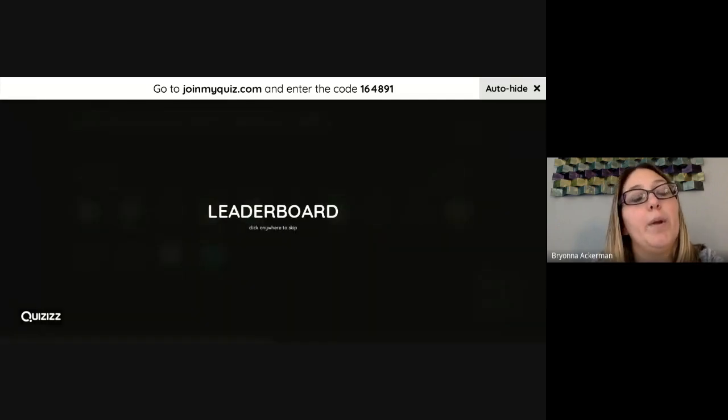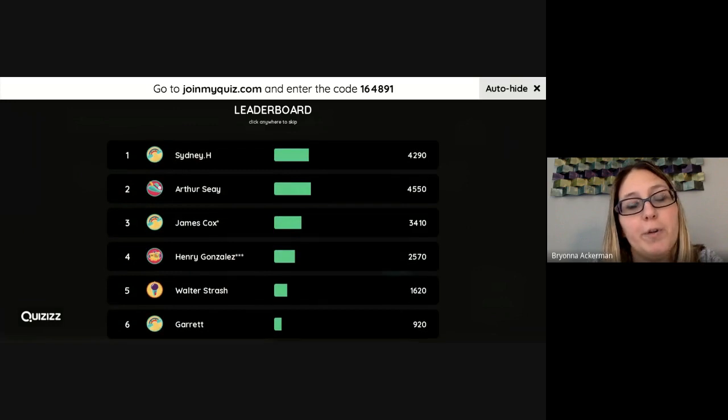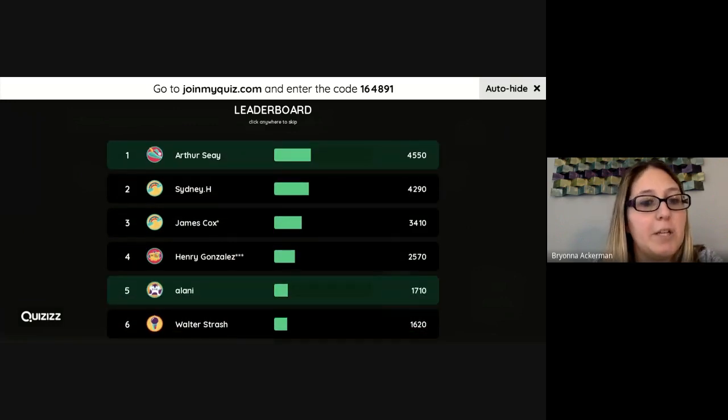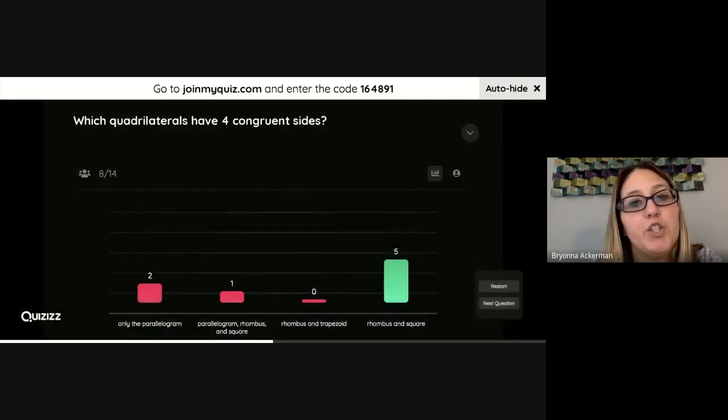Okay, so when we're talking about four congruent sides, that means all their sides are equal to each other. There are only two shapes that do that, and that's a rhombus and a square, okay? So a rhombus has four sides that are equal, and a square has four sides that are equal, okay?